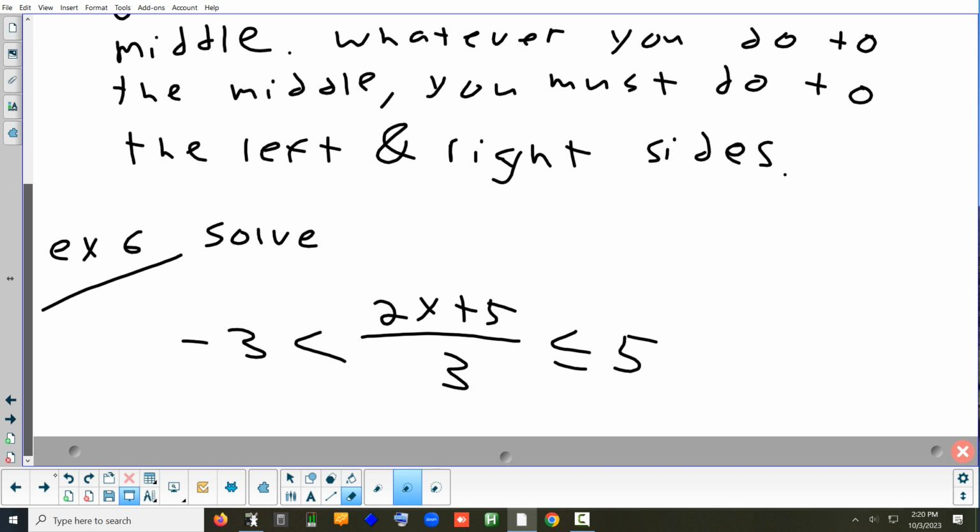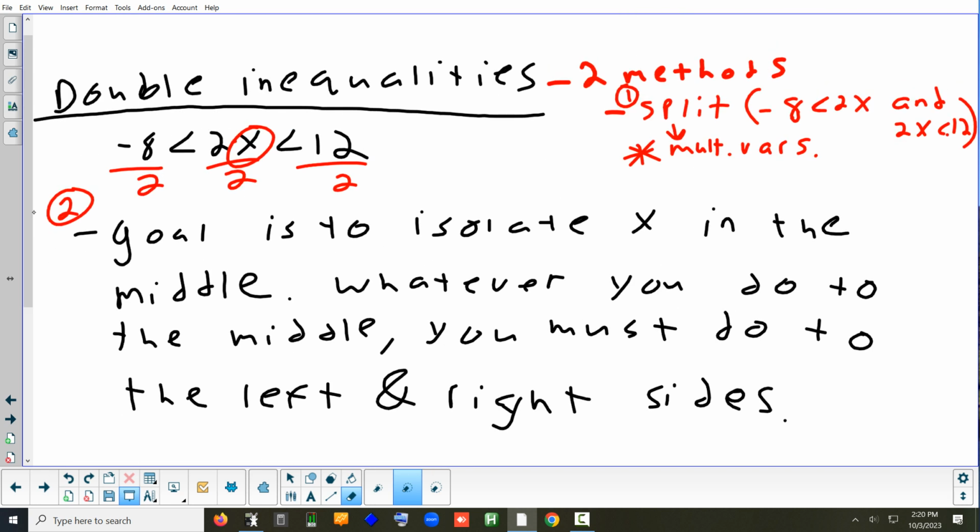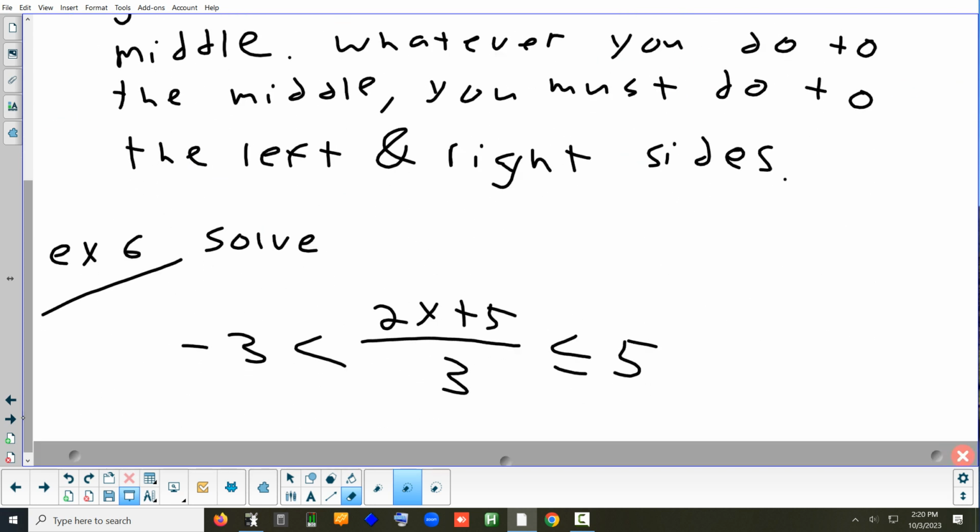All right, let's try this one. Is this one where you have to split it into 2 problems, or can you isolate the x in the middle? Isolate. Yeah, you can isolate it because you don't have multiple variables. You just have the letter x one time.